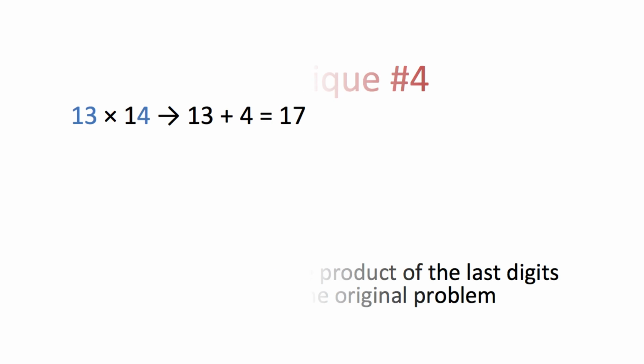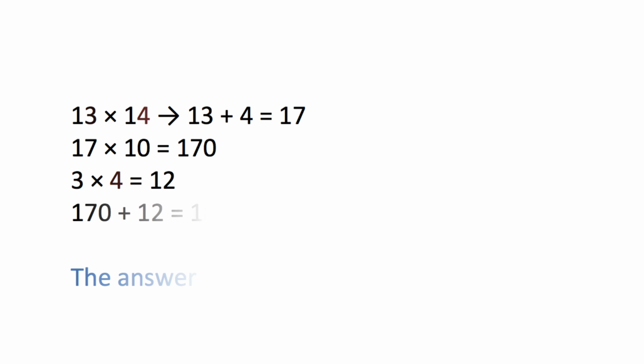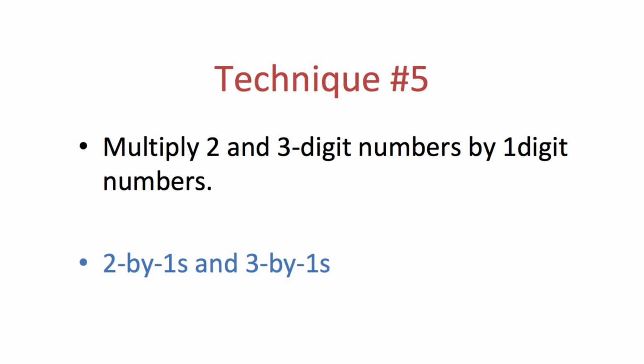For example, 13 times 14. Take 13 plus 4 equals 17. 17 times 10 equals 170. 3 times 4 equals 12. 170 plus 12 equals 182. Your answer is 182.